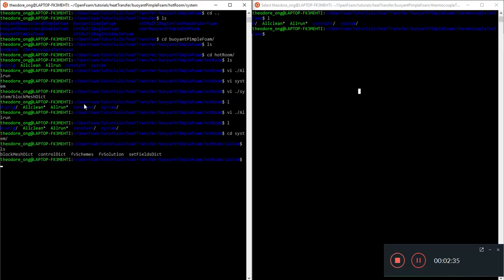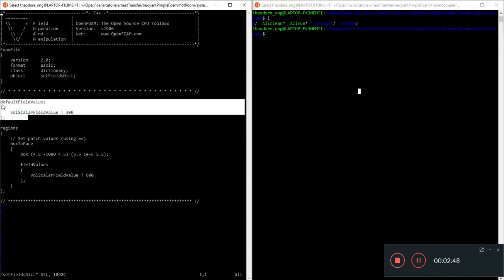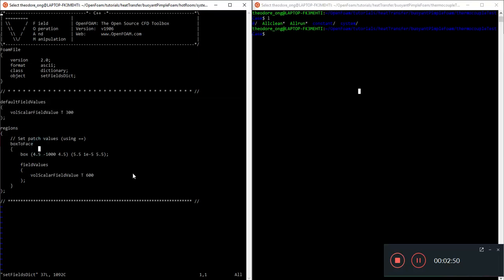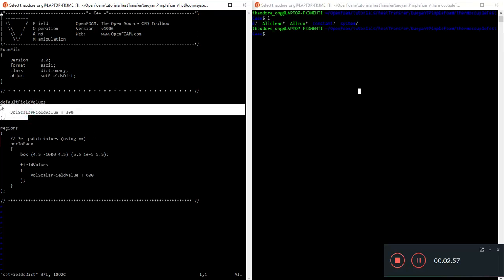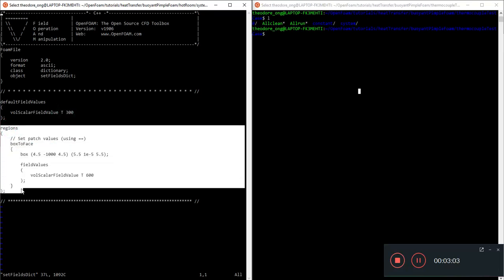So let's take a look at the setFieldsDict. We go to system and we find that we have something new here called setFieldsDict, or setFields dictionary. So let's take a look at what's inside. Alright, so setFields selects a region in space. It gives it a default value, for example, this scalar field value with a temperature of 300. And then it tells you, okay, this is the region I want to set.